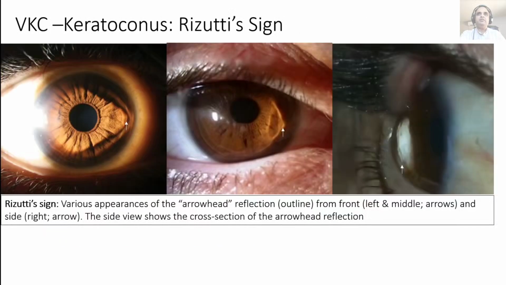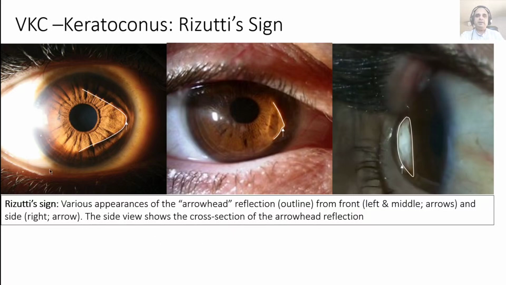All right, let's go look at the Rizzuti sign. So this is the arrowhead. You're shining light from the temporal part of your cornea, and at the nasal half, you see this arrowhead right here where the arrow is. This is another one. It's slightly less pronounced than this, but look at how this arrowhead is produced. This is the outline, this is the outline, and this is the one that we were seeing from the side, the cross section from the reflection in the video that we're seeing before.